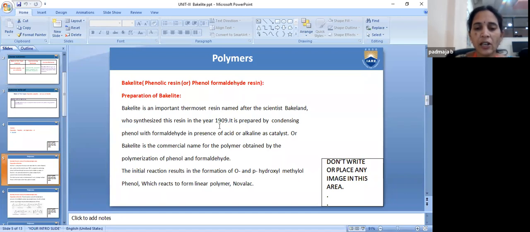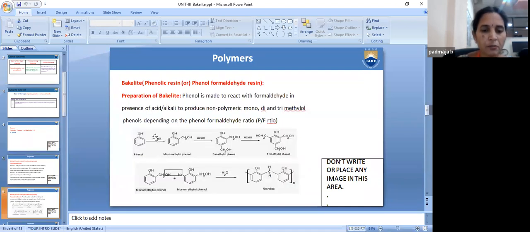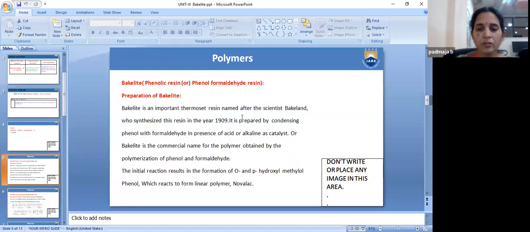It was synthesized in the year 1909 by condensing phenol and formaldehyde, in the presence of an acid or alkaline catalyst. We will use acid or alkaline as a catalyst. This is its commercial name for this polymer.